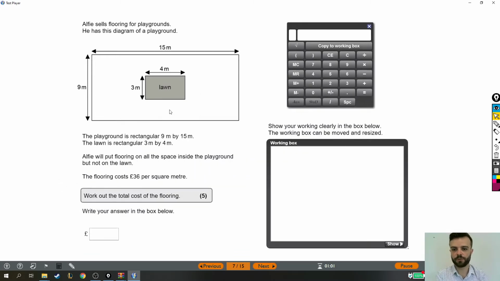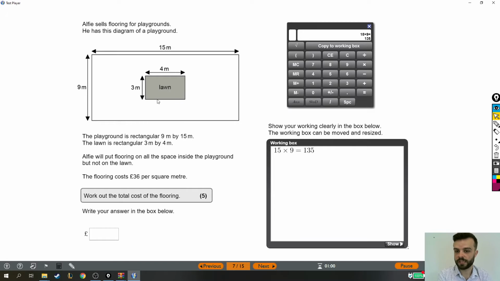The first thing we're going to do is work out the area of the whole playground, which is going to include the bit in the middle. And to work out the area of this rectangle, we do 15 times 9, base times height, or length times width, or whatever you want to call it. So the area of the entire thing is 135, and I've copied that to the working box, so I get marks for it.